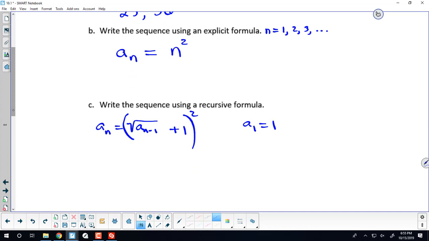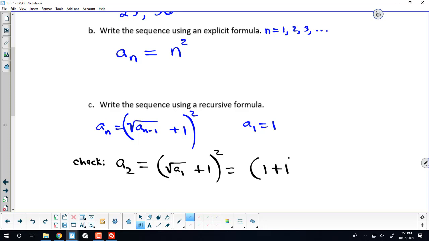We could say, all right, well, the first term is 1, then according to our definition, what does a sub 2 equal? A sub 2 is the square root of the previous term plus 1, and then we square that quantity. In other words, we have the square root of 1, plus 1, squared, which gives us 4. And again, just because it works for that one doesn't mean it works for all of them, but if you check a few and you're confident those are coming out right, it's probably a good sign. And there's really no way you could check all of the terms, right?